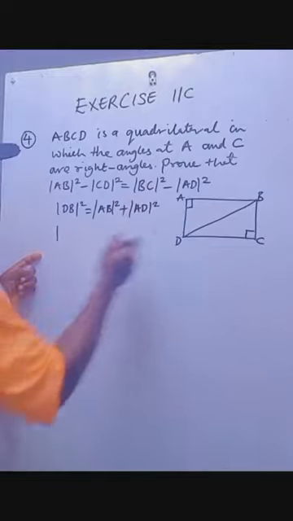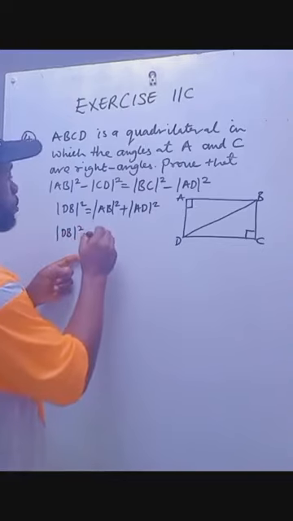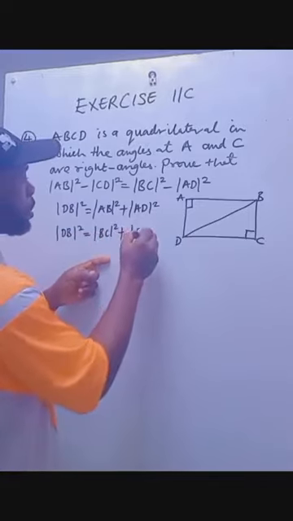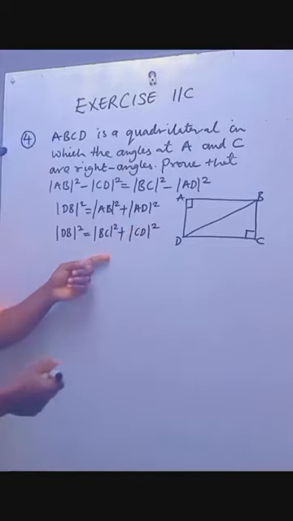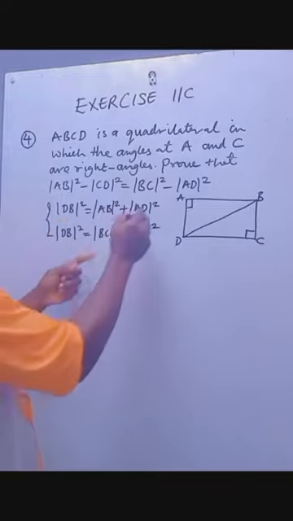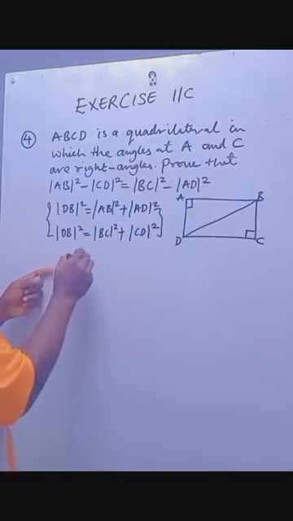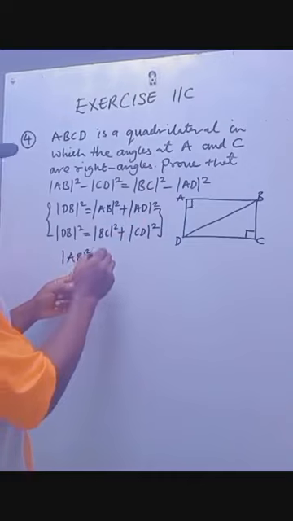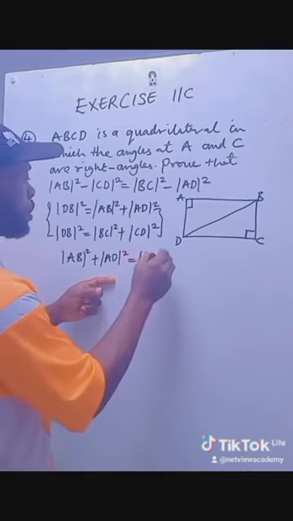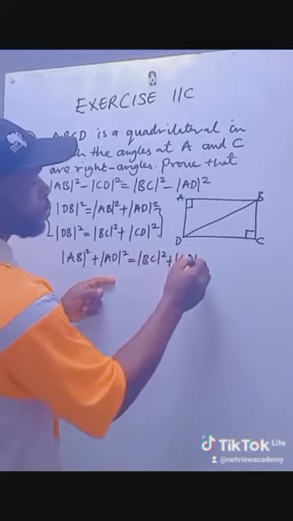And for the second triangle, DB squared is equal to BC squared plus DC squared, or CD squared rather. Now, because the hypotenuse is common, we can equate these two expressions. Therefore, AB squared plus AD squared is equal to BC squared plus CD squared.